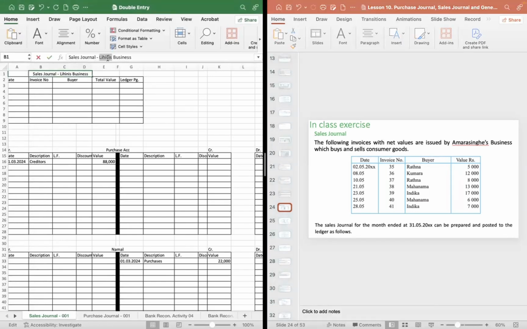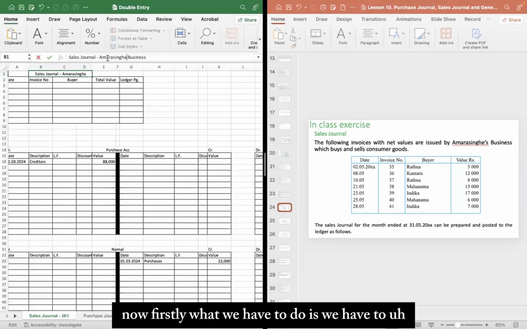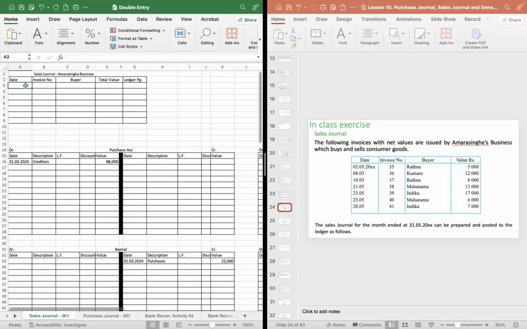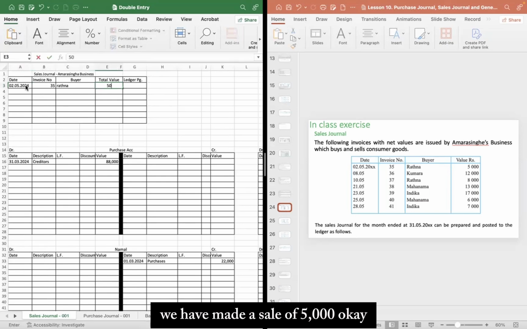Okay, now firstly what we have to do is we have to record these things in the සේල්ස් ජර්නල්. අපි පළවෙනියටම කරන්න ඕන දේ තමයි සේල්ස් ජර්නල් එක රෙකෝඩ් කරන එක. ඊට පස්සේ තමයි අපි මේ ටික respective ledger accounts වලට post කරන්නේ. Okay? Now date 2nd May 2024. Invoice number එක 35. Ratna. We have made a sale of 5,000.